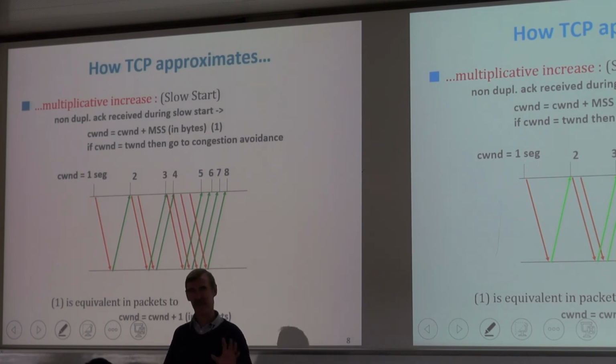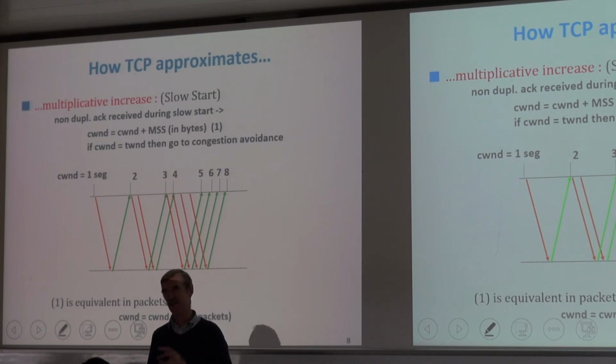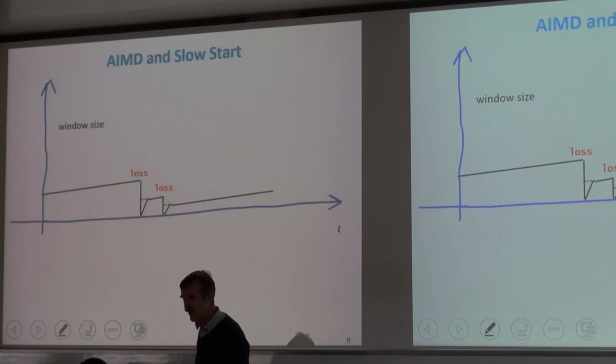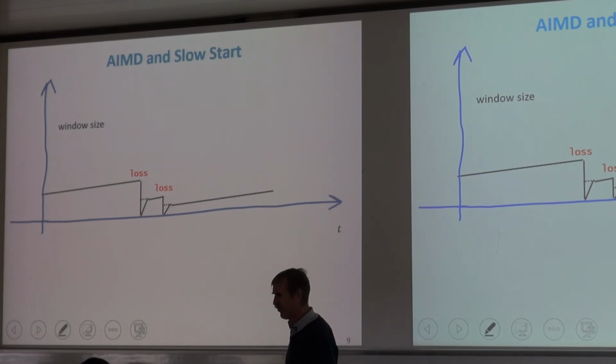So we see it's based on AIMD, we add slow start, then we do all those approximations. So it's hard to predict what happens in reality, but we will see we can still try to understand the performance of TCP.